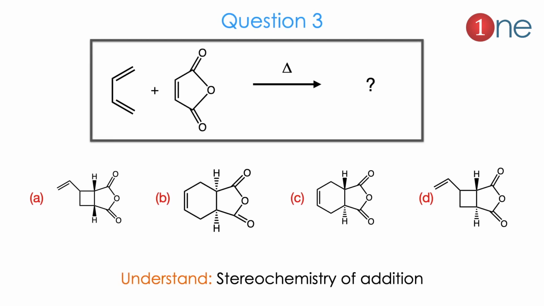Then question number 3. The starting materials are butadiene and maleic anhydride and they ask you to guess the product. Normally everybody writes the product. Here they are asking you to find the stereochemistry, whether a 6-member ring is formed or a 5-member ring or a 4-member ring is formed, and whether hydrogen groups are above the plane or below the plane. Everybody knows mere addition, but for the stereochemistry you have to know the mechanism. Here you have to understand the stereochemistry of addition.